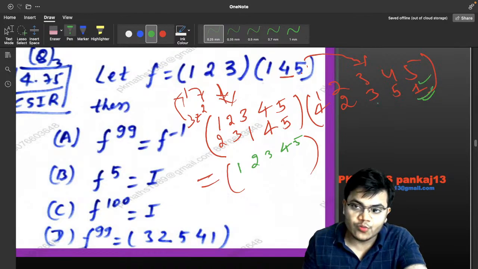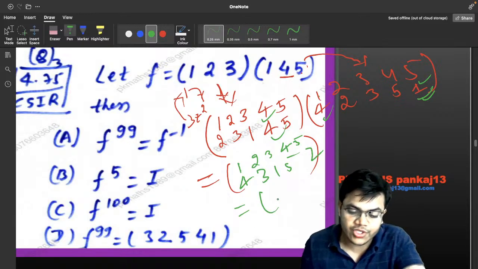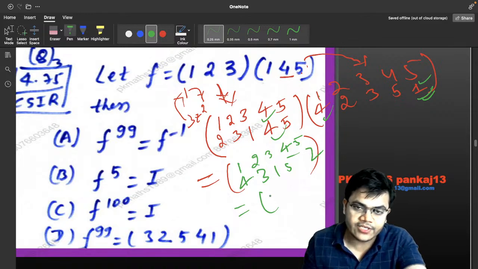This 5 is coming to 1, this 1 is coming to 4, and this 4 is coming to 4. Right? So this product will be like this. And finally in cycle notation it will be what? You will write it as 1, 4, 5.